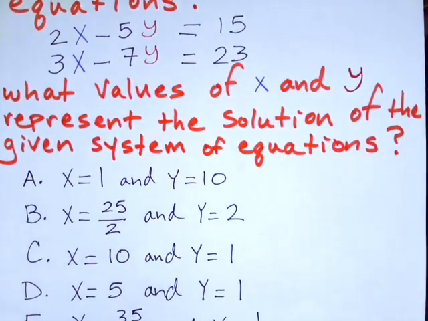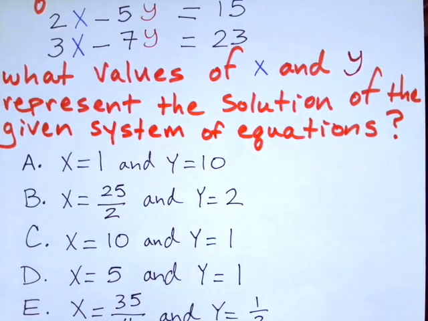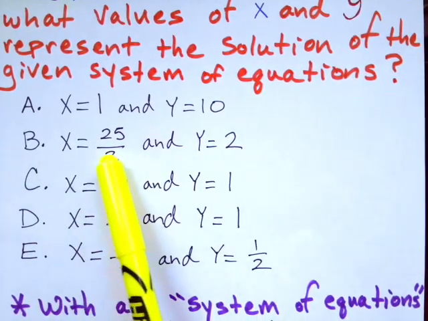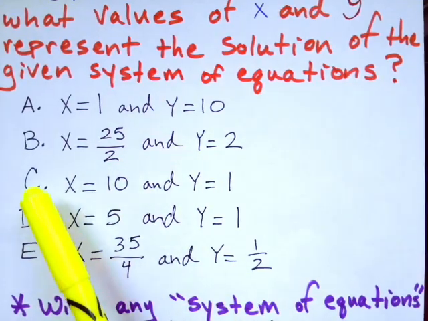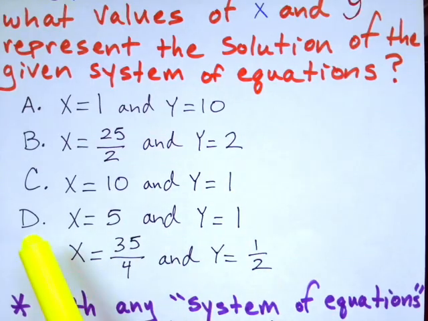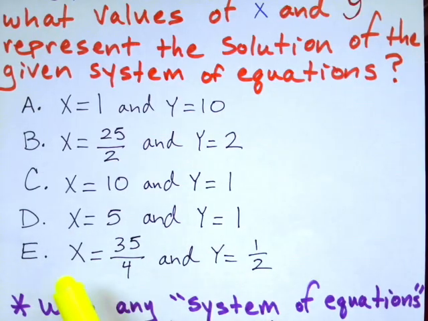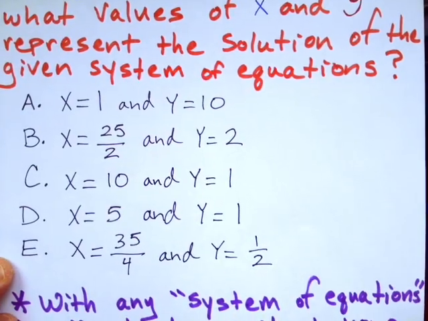A, x equals 1 and y equals 10. B, x equals 25 over 2 and y equals 2. C, x equals 10 and y equals 1. D, x equals 5 and y equals 1. E, x equals 35 fourths and y equals 1 half. So those are your options.